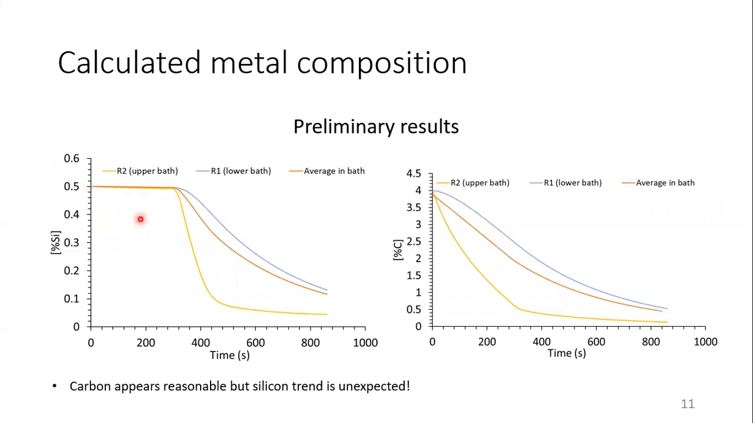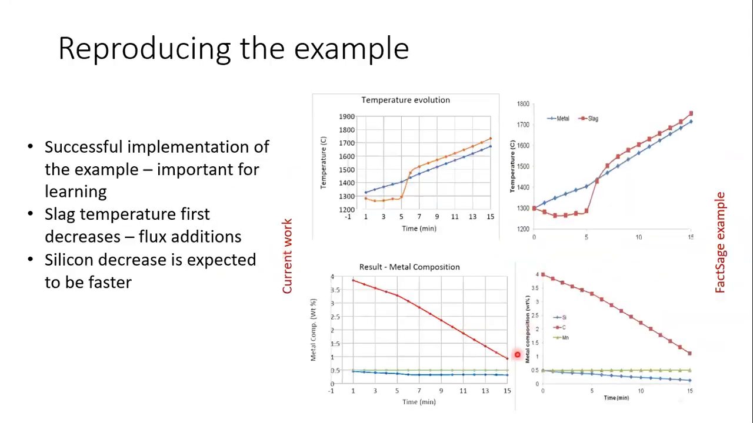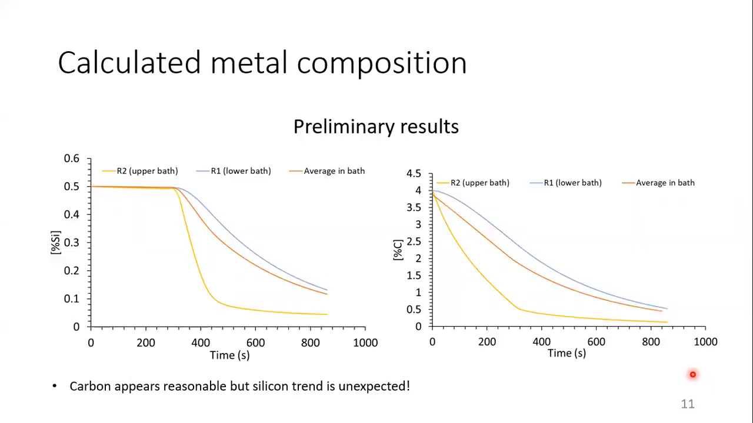But the silicon is a bit puzzling, in the sense that what we generally expect is that the silicon should decrease much more rapidly at the early times, but this is not observed so far. So we need to look at it in detail. As I pointed out earlier, even in the example file, the silicon decrease is not quite fast. What we have seen, and it's not shown here, is that the silicon decrease starts occurring only when there is a good amount of FeO buildup in the slag. So this we need to look at in a little more detail.